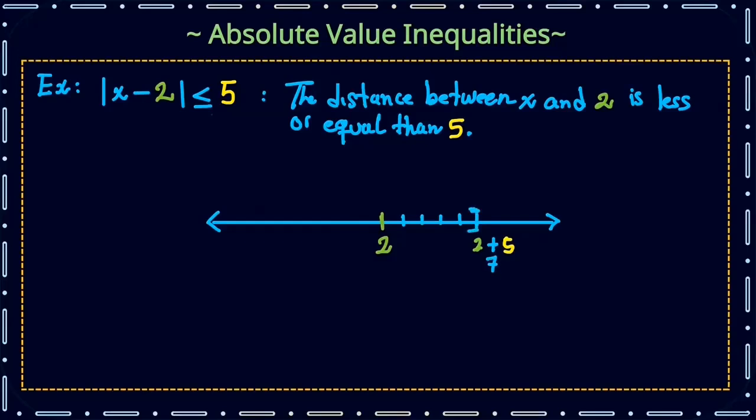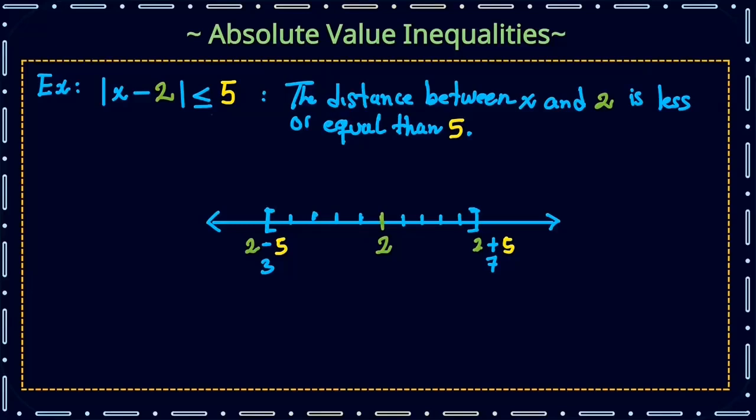We can go to the left by 5 units. Now I can put the numbers on the number line. Or just subtract 5 from 2. So this boundary or endpoint is 2 minus 5, which results in the boundary of negative 3. And that is another endpoint or boundary.